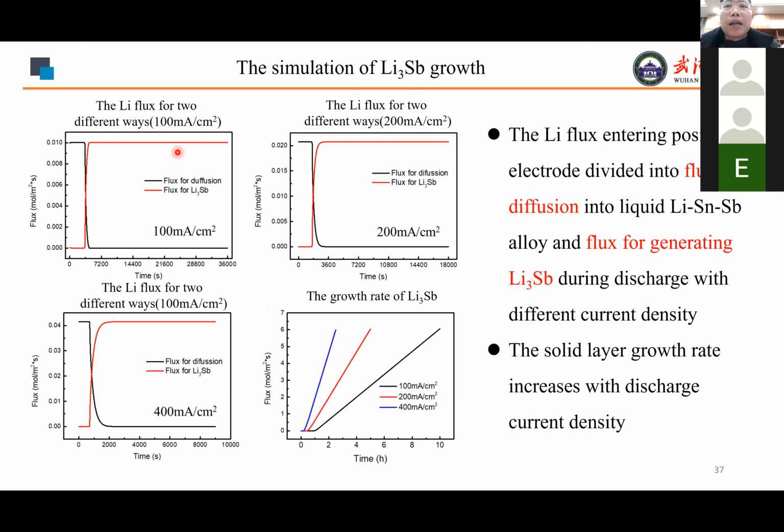The black line is the lithium flux for diffusion, and the red line is the flux for lithium intermetallic. At the beginning of the discharge, the positive electrode is liquid. The lithium flux diffuses into the alloy to increase the lithium concentration. When the solid phase is formed on the surface, one partial lithium flux continues to diffuse into the liquid alloy, and the other partial is to form lithium intermetallic until the lithium concentration in the liquid alloy is uniform and reaches the critical value. Then the lithium flux is used to form lithium intermetallic, and the solid phase growth rate can be obtained.